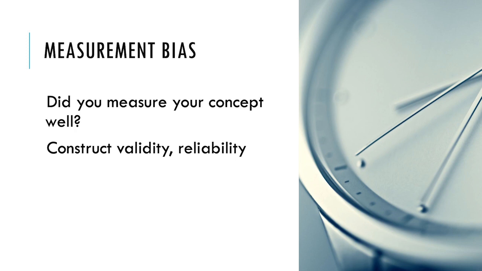As discussed in my video on operationalization, if you choose a measurement that consistently over- or underestimates your concept, you have introduced bias into your study. This concept is called construct validity, and when you do it poorly, you have measurement bias or error. Because you can't say you have found that one thing causes another if you never measured those things correctly in the first place.